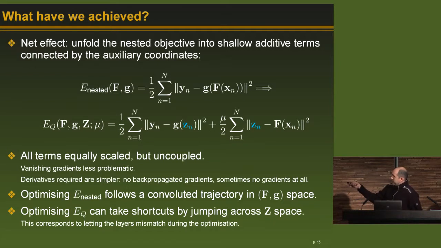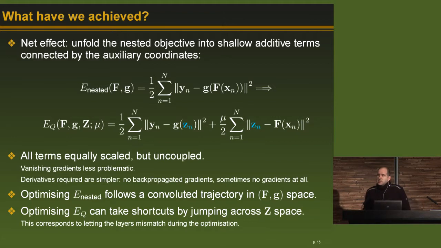Here is again the nested model. The nested function is in here, and what we have done is to unfold this nested function into two parts. It's as if we had cut between G and F here, G gets to go to this part, F goes to this part, and in between there are the auxiliary coordinates that link both things. So the new objective function that we have here now has the parameters of each function, they are equally scaled. They appear both in the same form in the objective. And optimizing this function now is going to go through the space of set, possibly taking shortcuts. And the reason for that is that it allows violations on this.